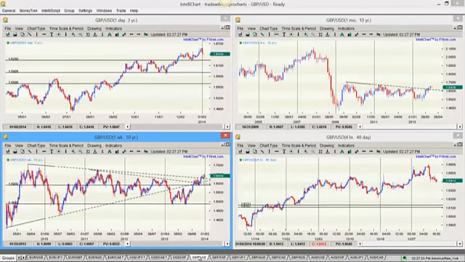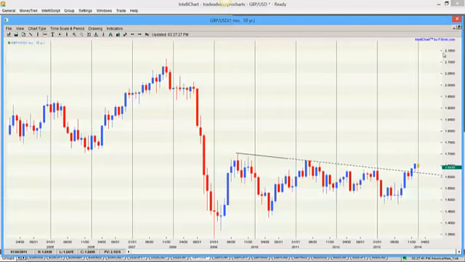Now here we go. Okay, guys, we've spent probably the last 15 minutes jerking around, looking at trade opportunities. But now we're going to see if we can actually find a good one here.